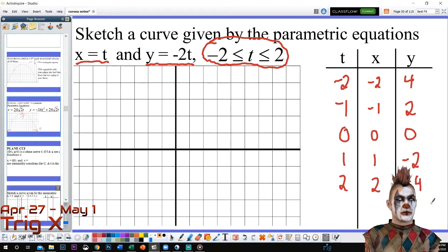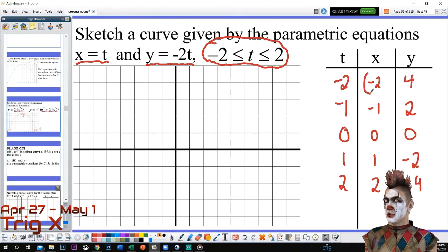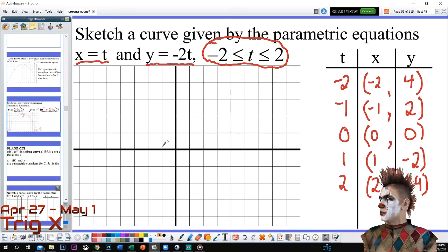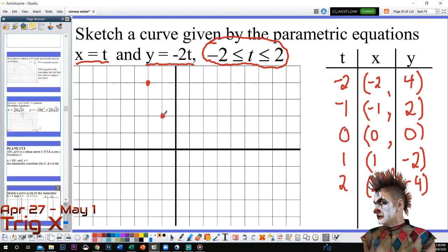Alright, so this is the same as normal. We're going to plot just the points x and y, just like these are normal points, because they are. Alright, so there's all of your points. You can think of them like this if that helps you. So let's plot the point -2, 4. That goes there. -1, 2 goes there. 0, 0, 1, -2, and 1, -4.